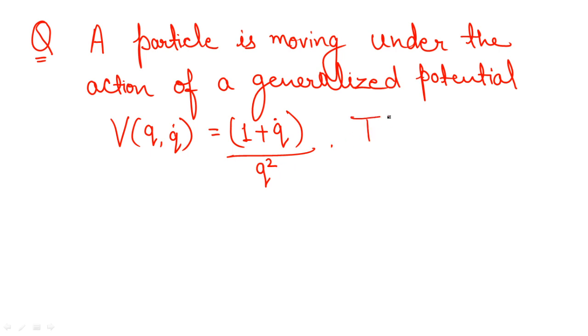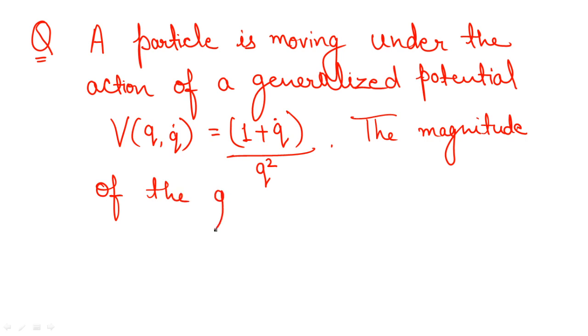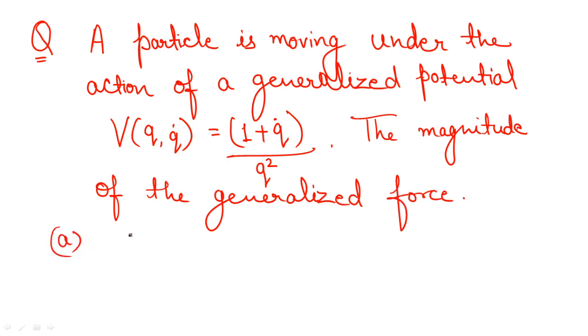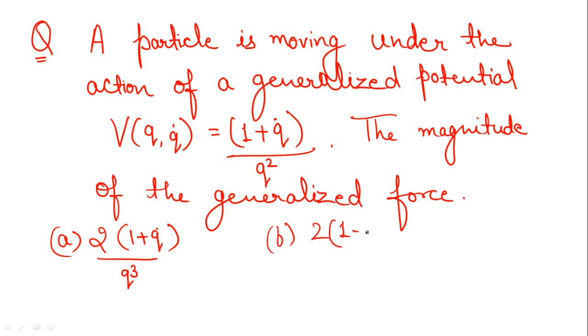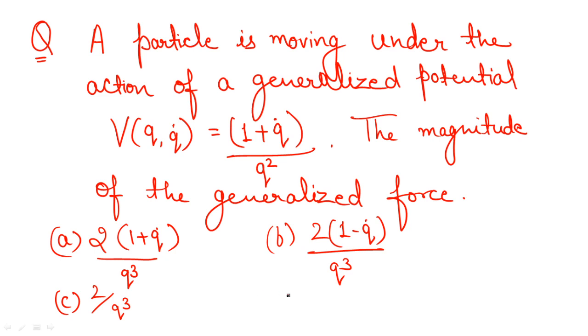Now you need to find the magnitude of the generalized force, and the options are given in this way: option A is 2 into (1 + q dot) upon q cube, option B is 2 (1 - q dot) upon q cube, option C is 2 upon q cube, and option D is minus 2 upon q cube.